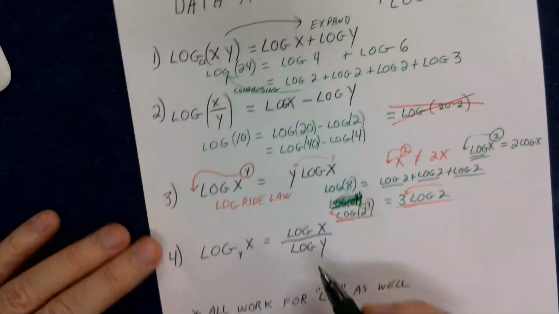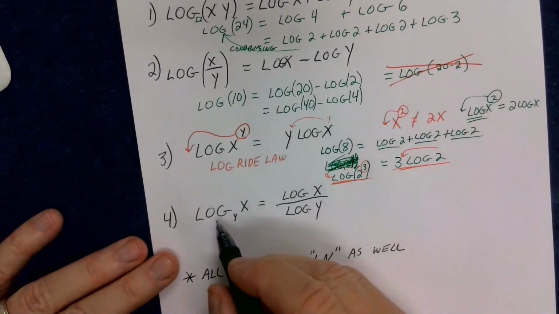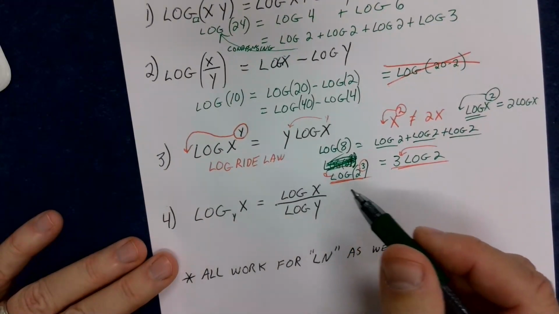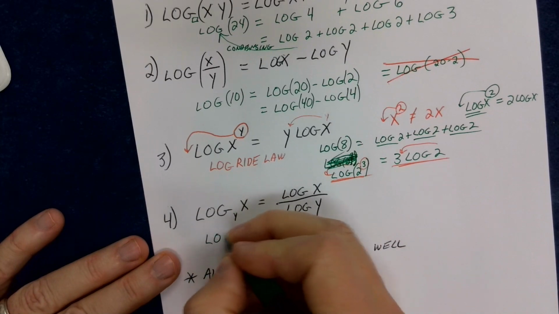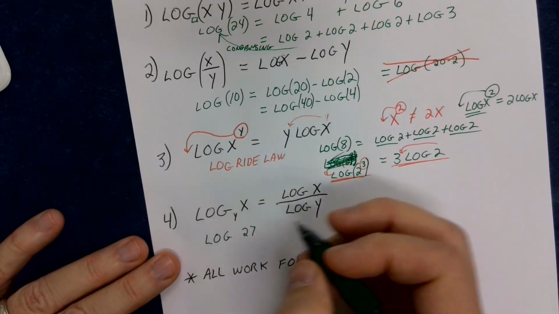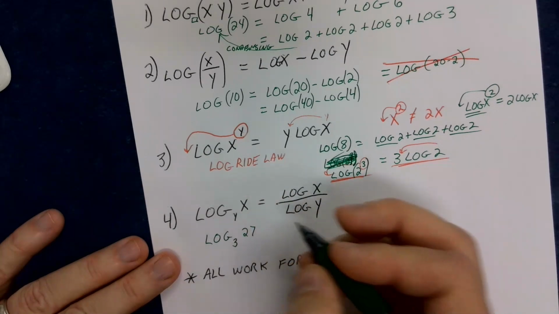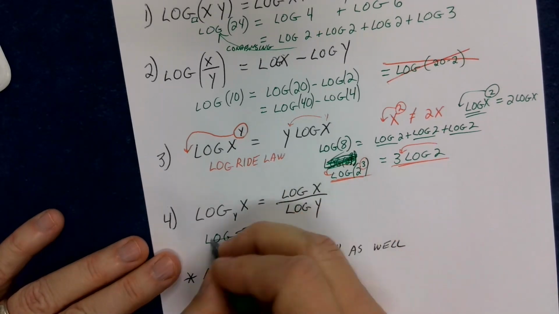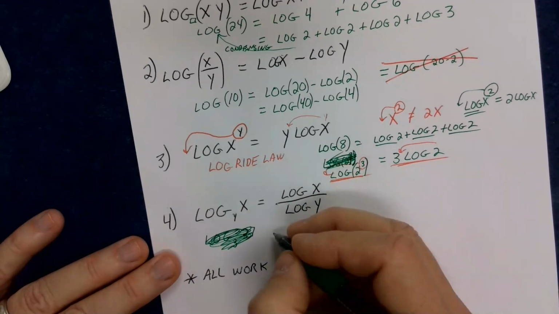Okay? Next one, this is called the change of base law. So let's say that I had this, log of 27 base 3. Actually, let's not do that. Let's do something that has something different in it.